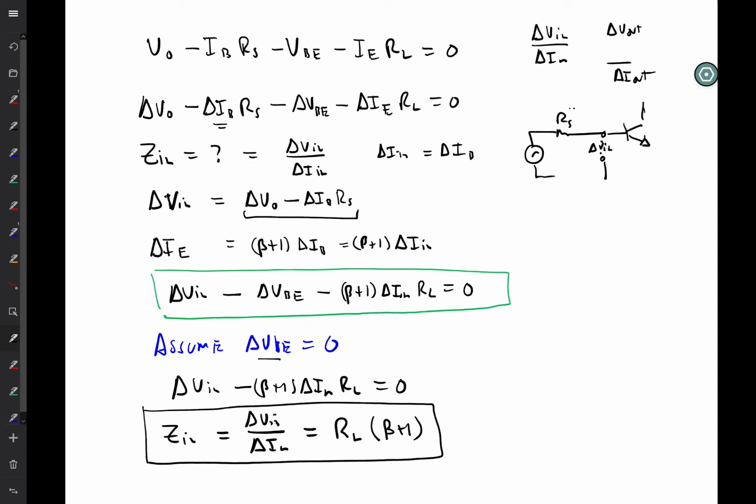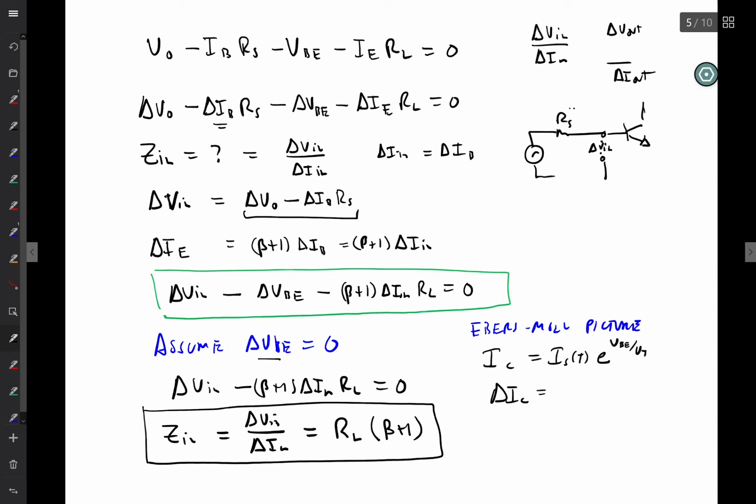Now, if I don't assume that delta VBE is equal to 0, that is, if in the Ebers-Moll picture, I have the result that the current in the collector is equal to some constant, which does depend on temperature, times e to the VBE over VT. If I take a delta IC, what that's going to do is bring down a 1 over VT times IC. And I'm going to call this quantity 1 over little re.